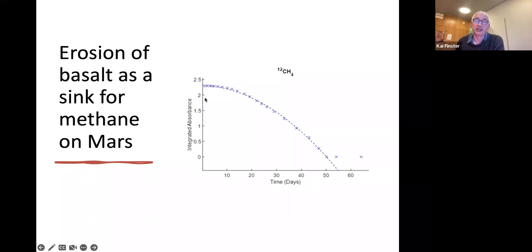And you can see also here, after about 50 days, this started out with an atmosphere exclusively of methane, of 8 millibar of methane, and you can see that it gets removed, and after 50 days all the methane is gone. So it seems that also basalt can remove methane.